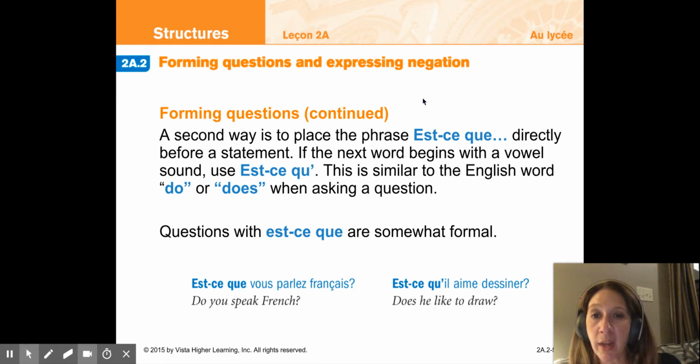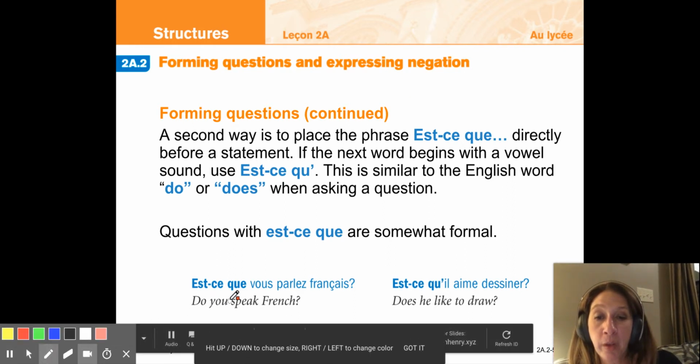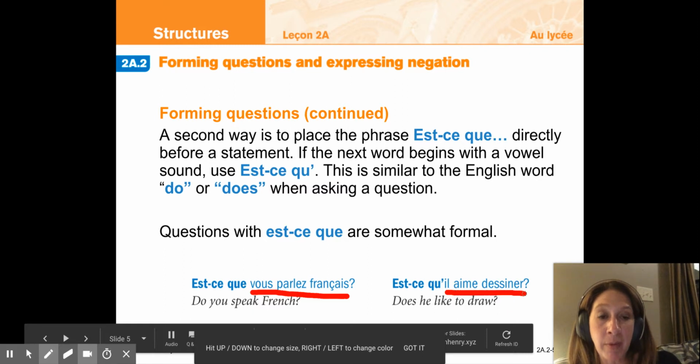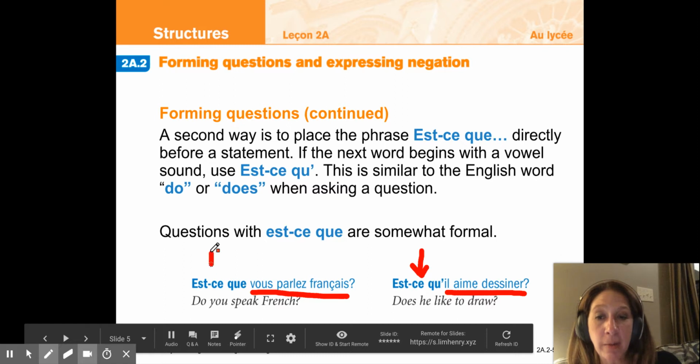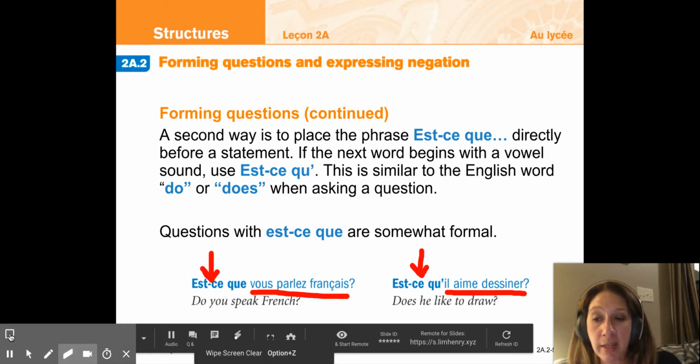That is just something that happens when we speak, when we ask a question. Est-ce que vous parlez français? Do you speak French? Est-ce qu'il aime dessiner? Does he like to draw? Notice that all you've done is, right here, vous parlez français is a statement. Il aime dessiner is a statement. And to make it a question, you added in the est-ce que. Okay, nothing else changed. You just added the est-ce que in there. Okay, so I'm going to go through.